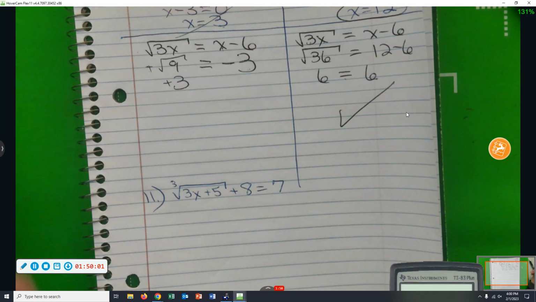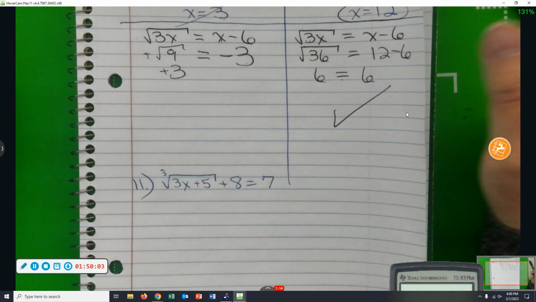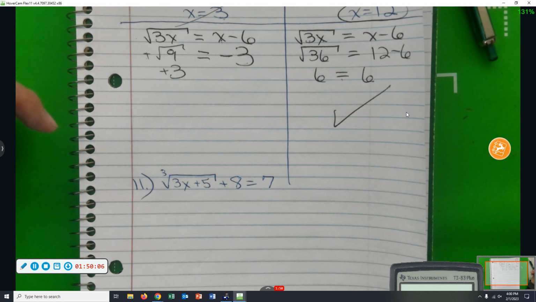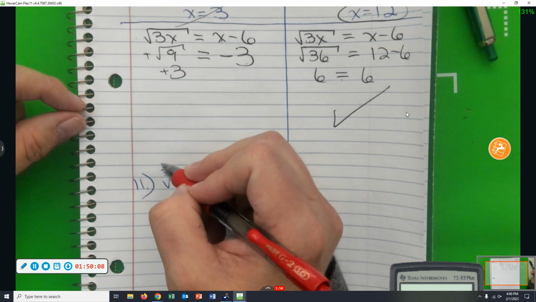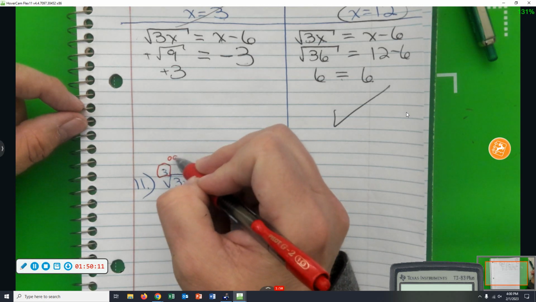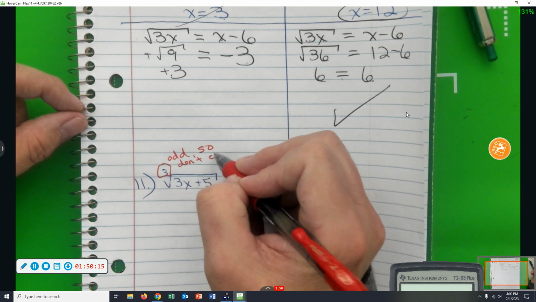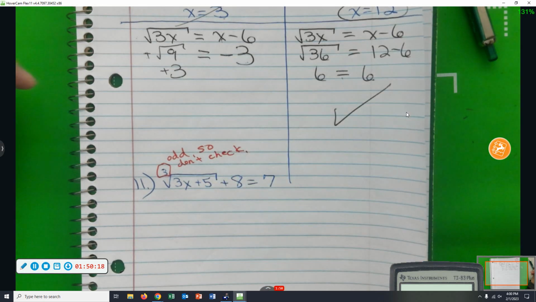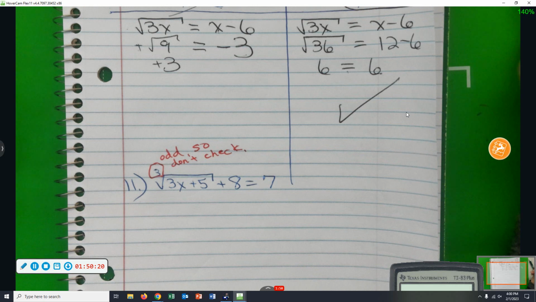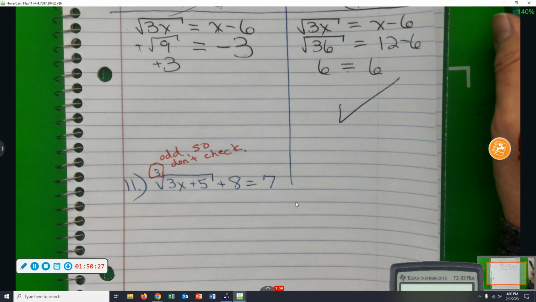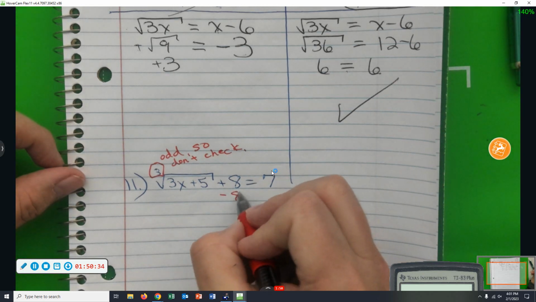Okay, let's switch to my work. Ah, there we have it. This number right here, it's odd, so don't check. You can if you want to. If you just have extra time, you can check your answers, but I don't have that extra time. So start off by isolating the radicals. There's only one sensible first step. What is it? Subtract 8.